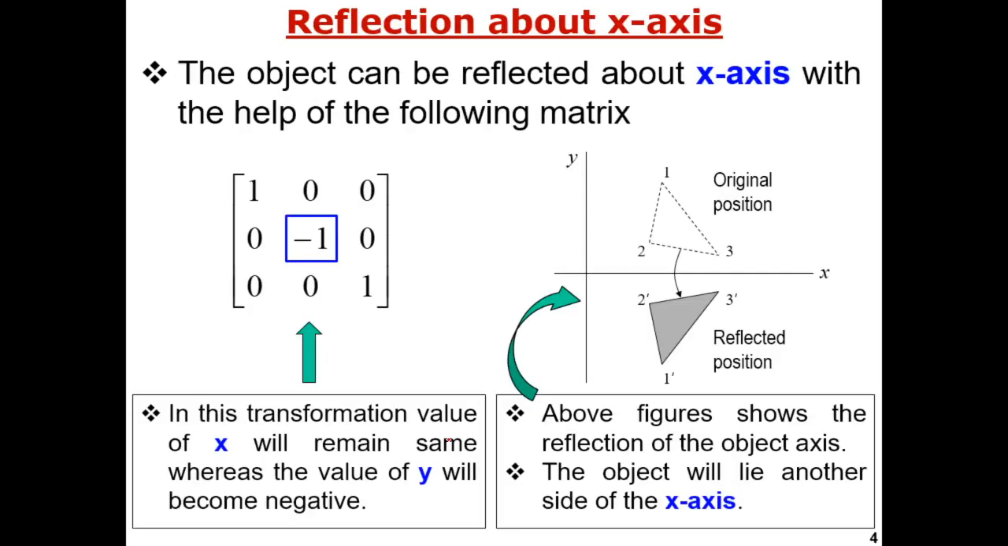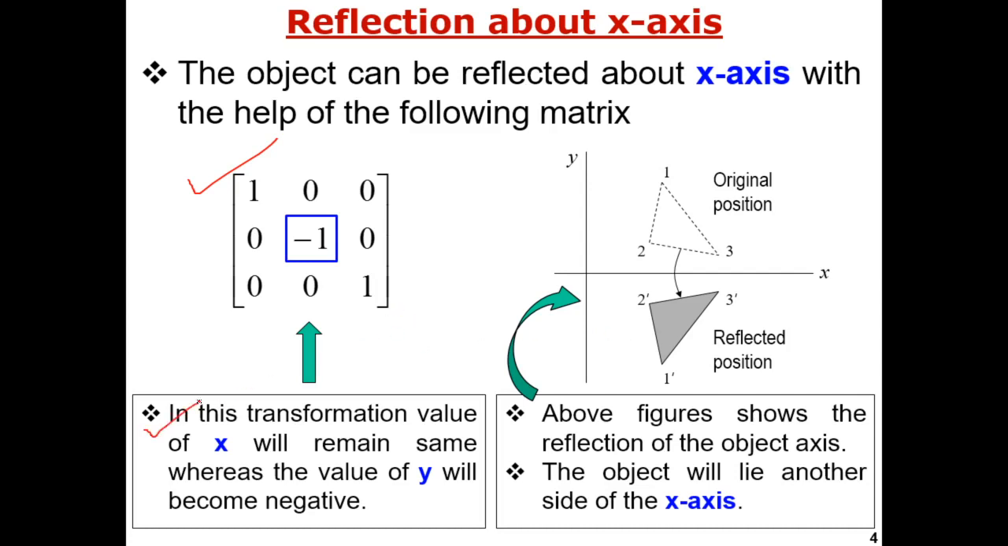Let's start with the reflection about x-axis. The object can be reflected about the x-axis with the help of the following matrix. So we have to remember this matrix. This matrix is used to reflect each and every vertex, and the new vertices are the reflected vertices. How is that possible?